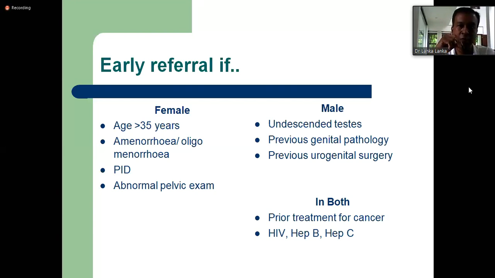Also, if you find any abnormalities in the examination and history in either partner, or somebody waiting for chemotherapy, or somebody having any bloodborne diseases, then early referral is important rather than waiting. They can come even before 1 year. Even though they are coming earlier, you have to attend to them and start investigating and treating.